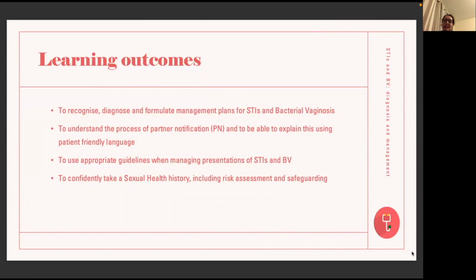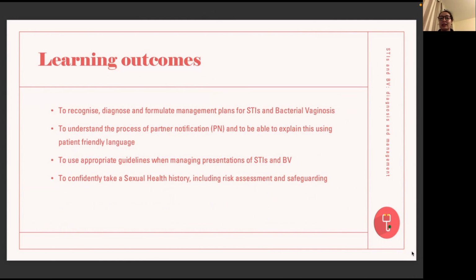So we've got a couple of learning outcomes that we're going to cover today. We're going to recognise, diagnose and formulate management plans for STIs and bacterial vaginosis. Hopefully you'll be able to understand the process of partner notification and to be able to explain this using patient-friendly language, which is really important, especially for practical exams like OSCEs.